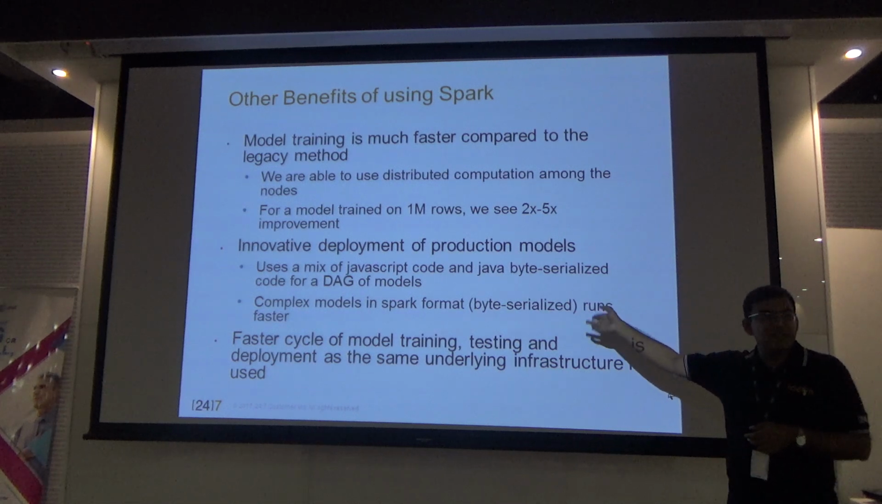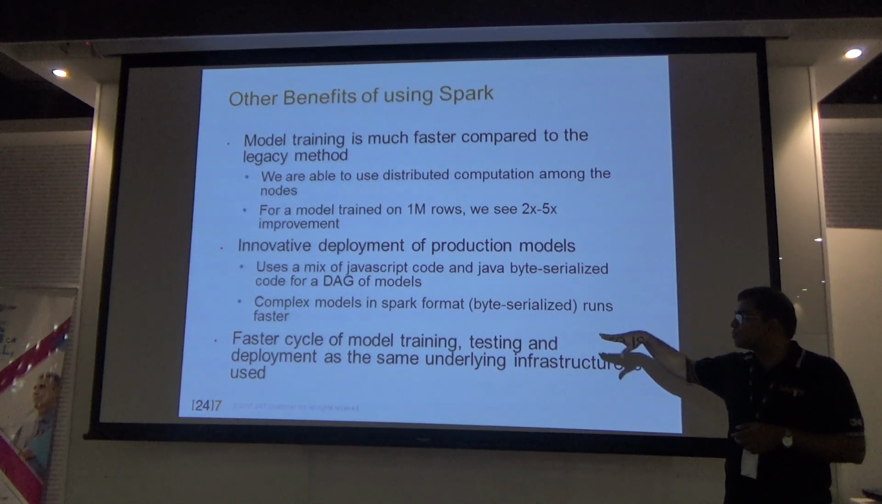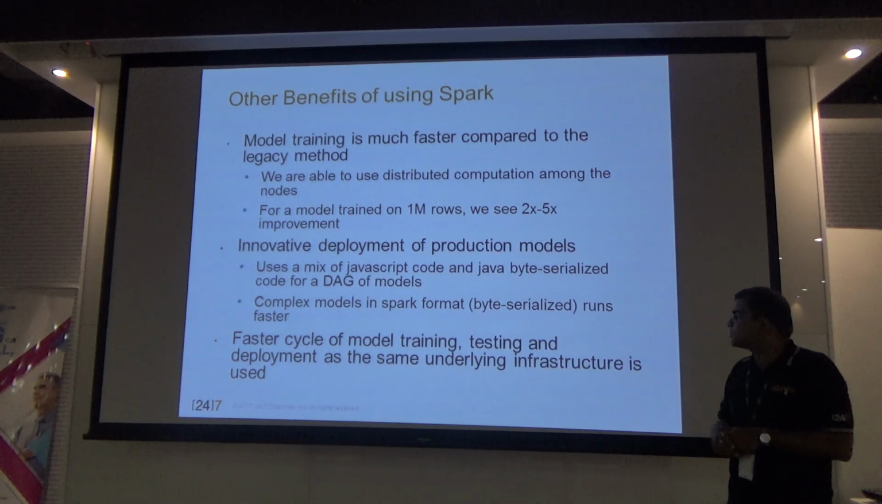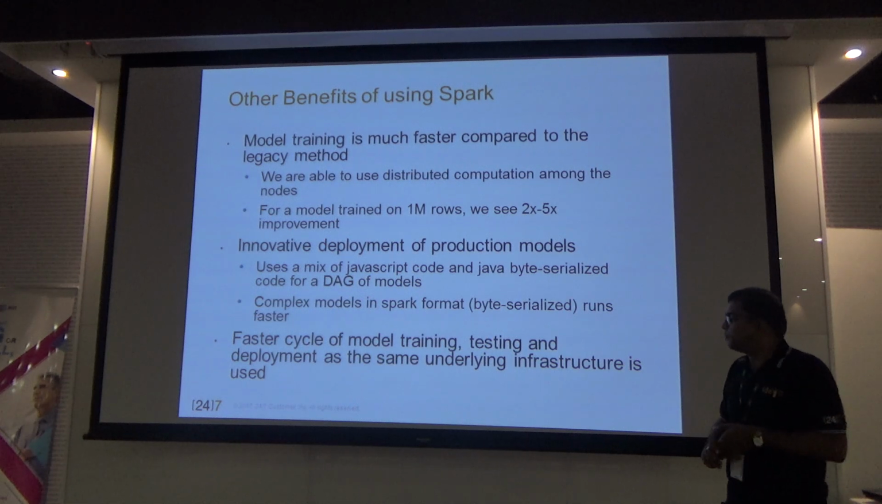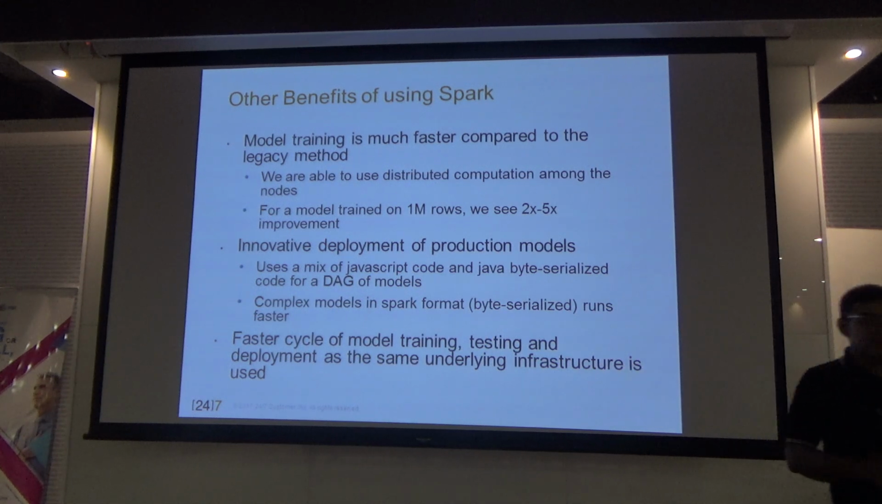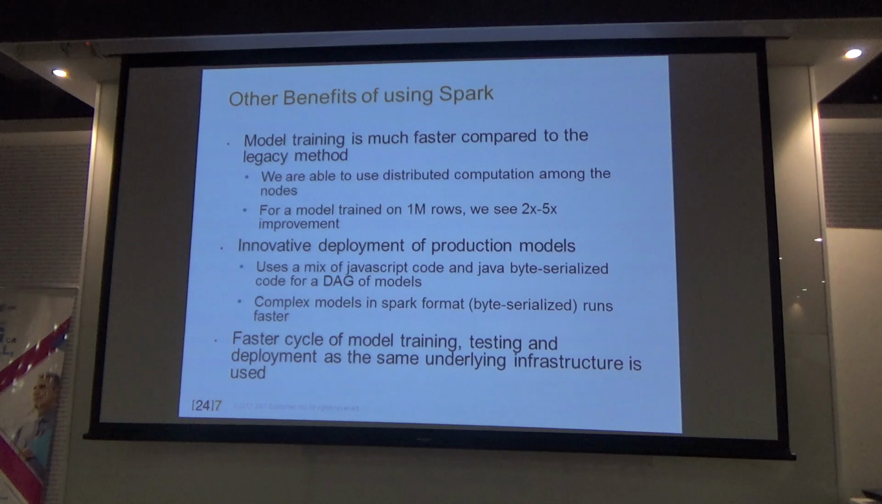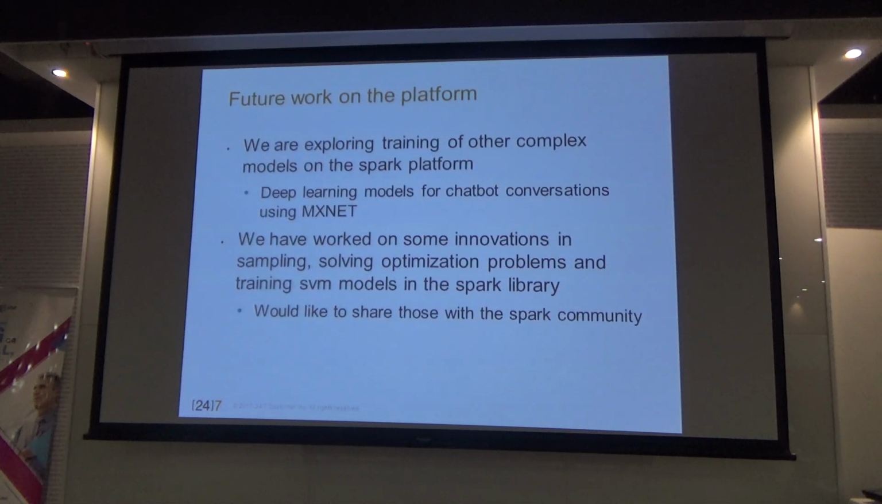The complex models are obviously still kept in the Spark format so that they can run faster. Otherwise, the JVM just takes the JavaScript string and executes it in real time. The faster cycle of model training, testing, and deployment obviously helps. So this is pretty much the last slide.